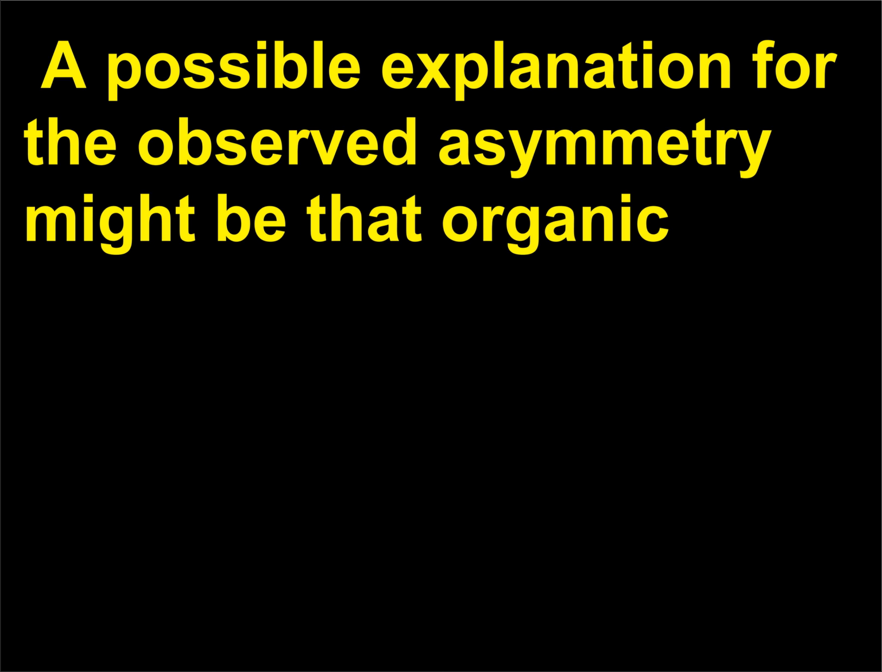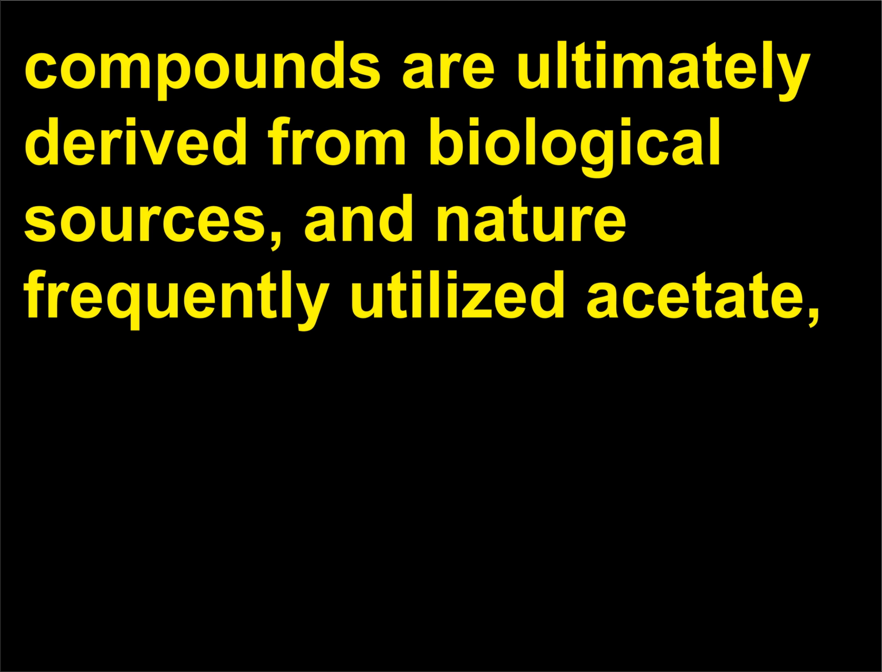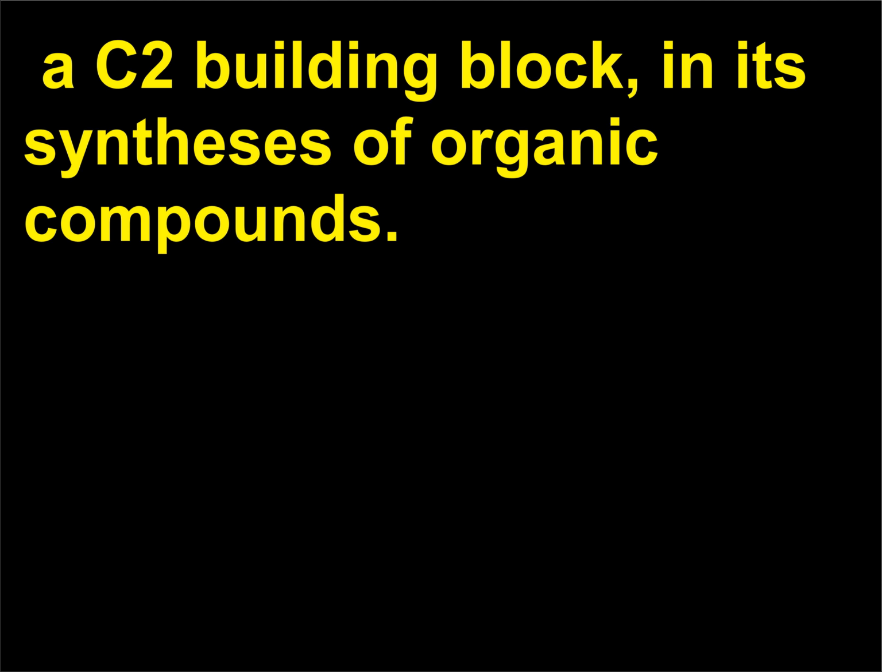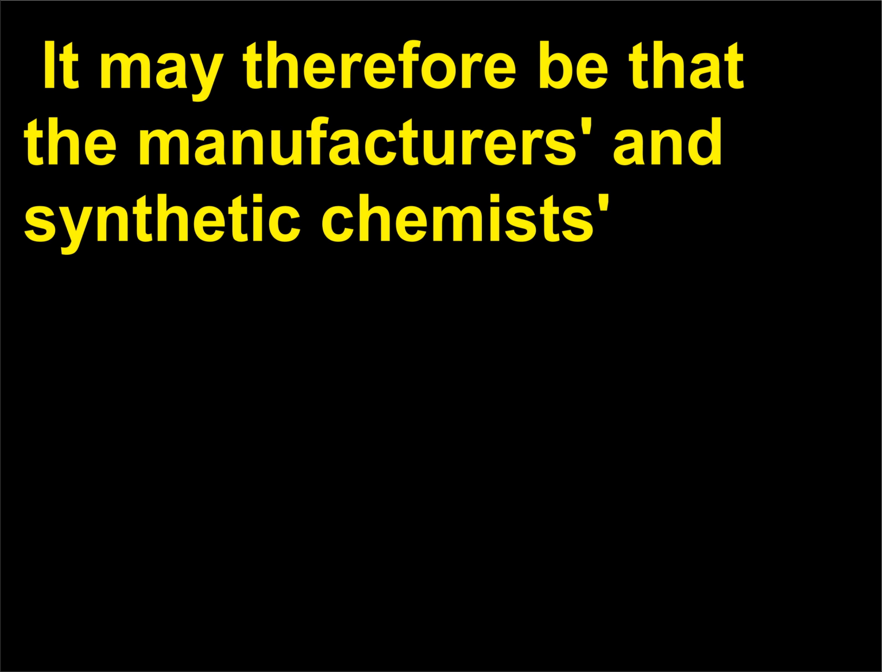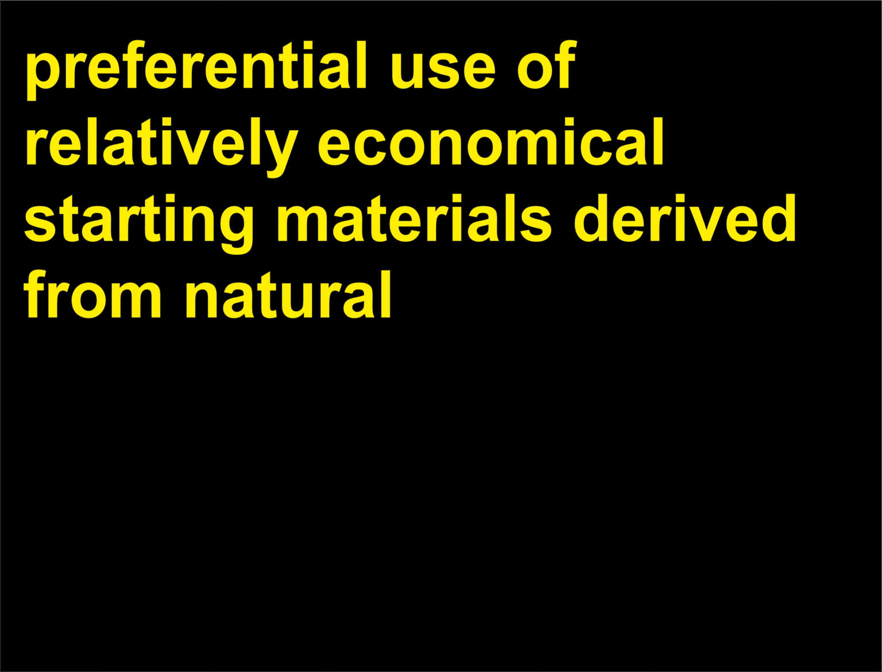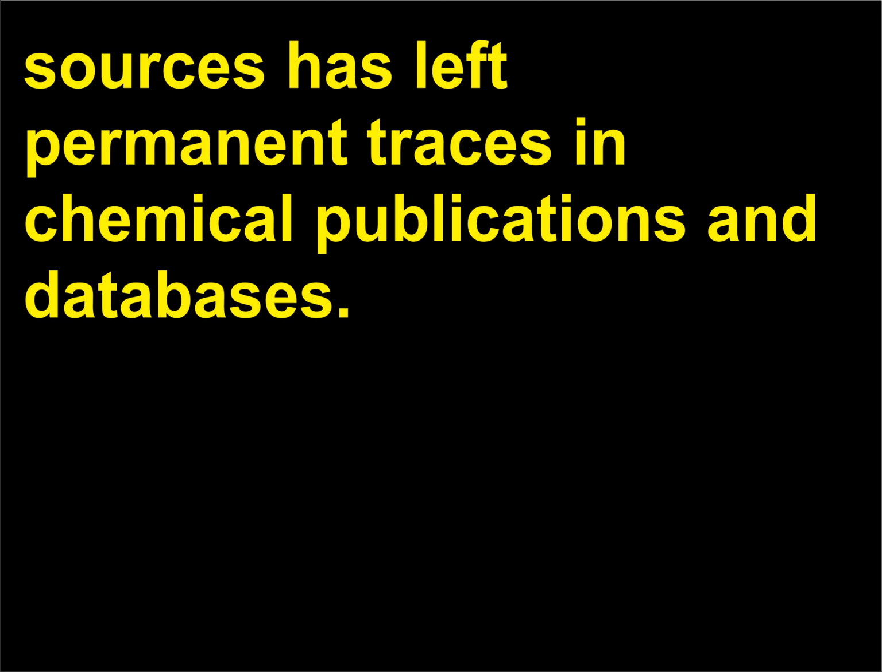A possible explanation for the observed asymmetry might be that organic compounds are ultimately derived from biological sources, and nature frequently utilized acetate, a C2 building block, in its syntheses of organic compounds. It may therefore be that the manufacturers' and synthetic chemists' preferential use of relatively economical starting materials derived from natural sources has left permanent traces in chemical publications and databases.